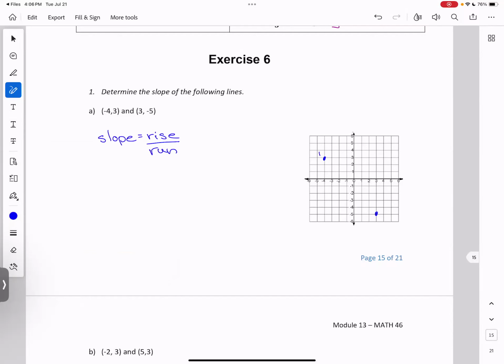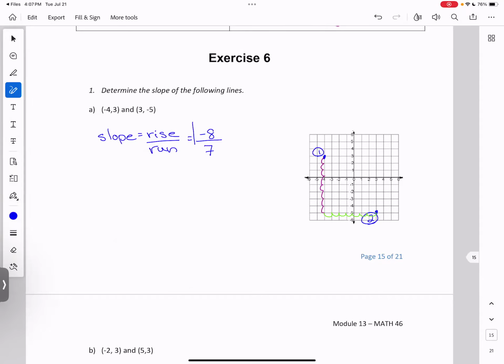So arbitrarily, I'm going to label this my point 1 and this my point 2. So my rise, I'm going down here, and I have to go down 1, 2, 3, 4, 5, 6, 7, 8. So that is a rise of -8. And my run, I'm going to the right from point 1 to 2, 1, 2, 3, 4, 5, 6, 7. So that's +7. So I can't reduce that down, simplify that anymore. So that is my slope, -8/7.